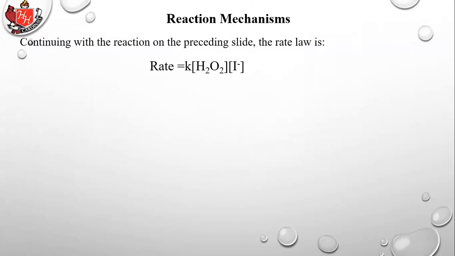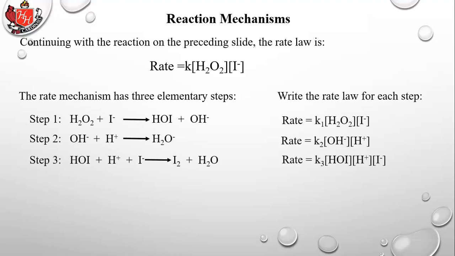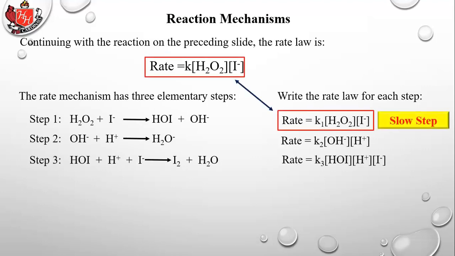So continuing with the reaction on the preceding slide, the rate law is rate equals K, concentration H2O2 to the first power, times concentration of I minus. The rate mechanism has 3 elementary steps, so we've already seen those. We'll bring those up. So let's assume that the first step is the slow step.